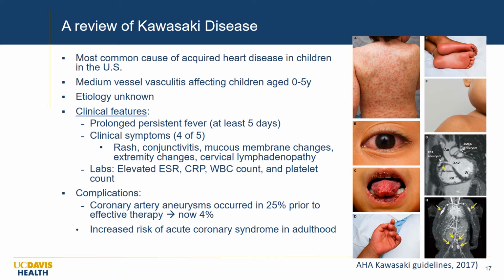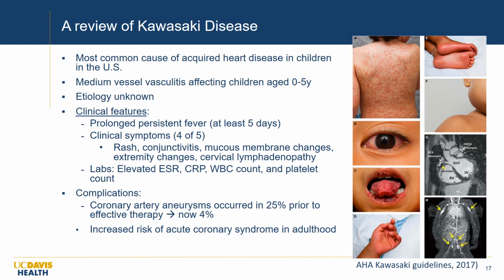There can be many different types of mucous membrane changes. This is a more extreme form where you can see that they have this cheilitis and lips are cracked and bleeding, and then this strawberry tongue appearance where the papillae are red and enlarged. You can have extremity changes, which include erythema that you can see in both of these pictures, and there can also be edema of the hands and feet. Then there can be cervical lymphadenopathy or submandibular lymphadenopathy, as shown in this picture. And then finally, what we worry about the most, which is the development of coronary artery aneurysms and peripheral arterial aneurysms.